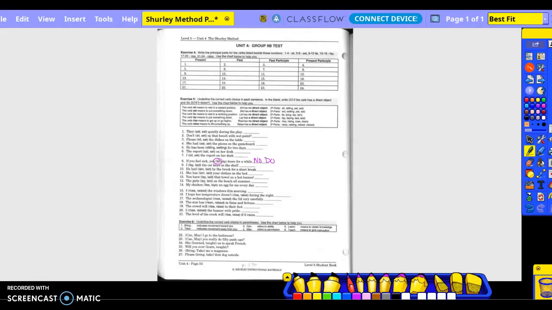I laid, okay, so I'm going to circle laid. The car key is on the shelf. If I go up here and I look for laid, it says it has what? A direct object. He had lain by the brook for a short break. What does it tell me if I go up here and look for it? No direct object, right?